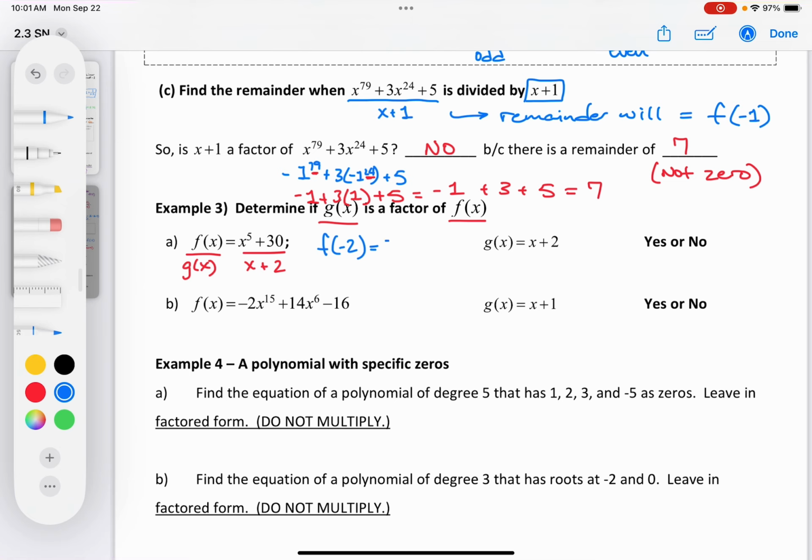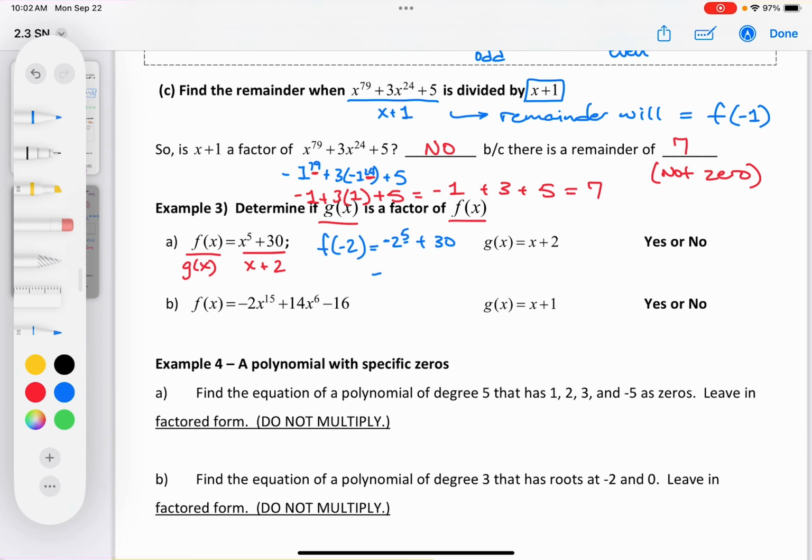And if I put in negative 2 to the 5th plus 30, all right, I have a negative number to an odd power. So 2 times 2 is 4. Cubed is 8. To the 4th is 16. And 2 to the 5th is going to give me negative 64. When I add in, oh, excuse me. I think I doubled that again. Should have been 32. My fault.